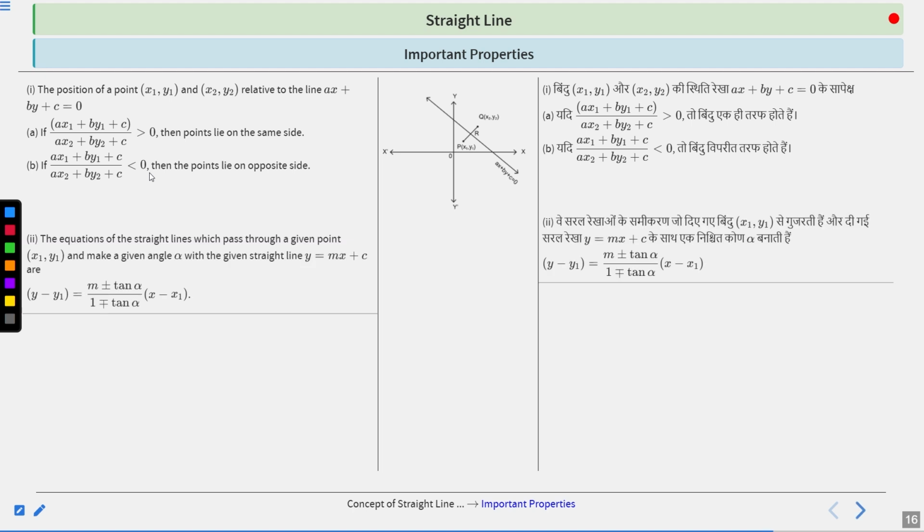Second, the equation of straight lines which pass through the given point x1, y1 and make a given angle alpha with the given straight line y is equal to mx plus c can be calculated as y minus y1 is equal to (m plus minus tan alpha upon 1 minus plus tan alpha) into (x minus x1). You can easily observe that if in the numerator you take the plus sign, then in the denominator you will have to take the negative sign, and in the numerator if you take the negative sign, then in the denominator you will have to take the positive sign. Clear?